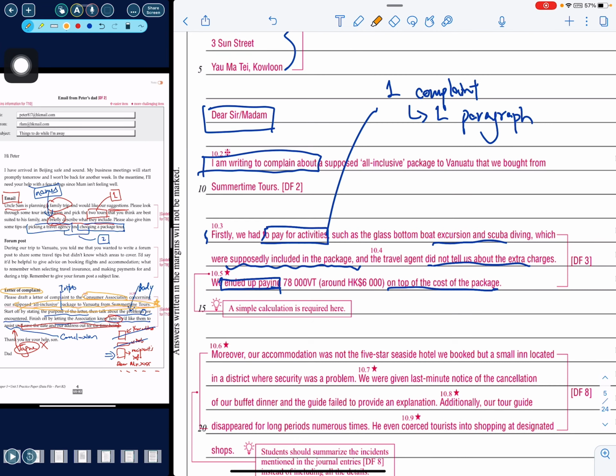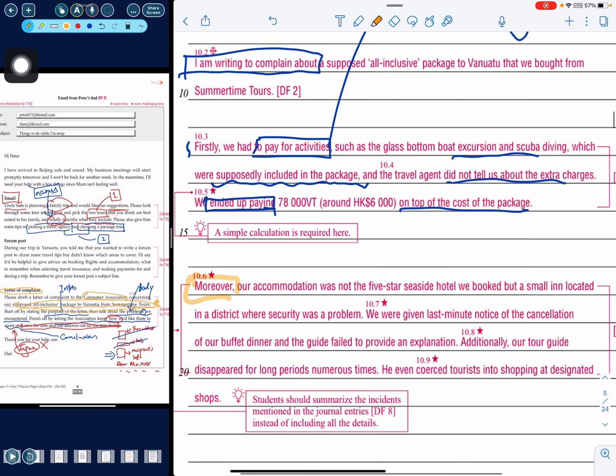And then the second part, moreover. This is about accommodation now. Our accommodation was not this 5-star seaside hotel we booked, but a small inn located in a district where security was a problem, where pickpockets are around. I still gave you the mark because it's the original wording. We were given last minute notice and the guy failed to provide an explanation. This is what makes you dissatisfied, right?